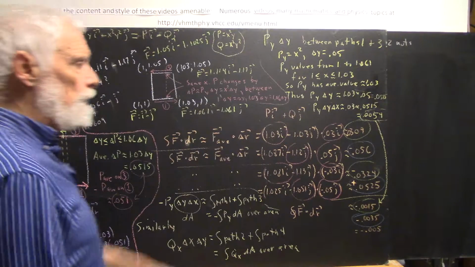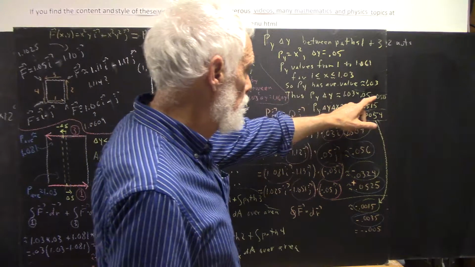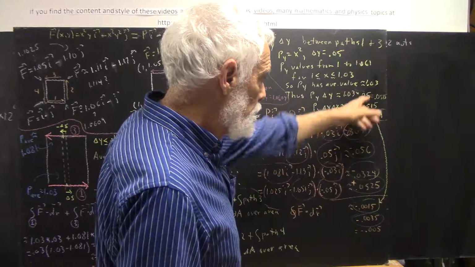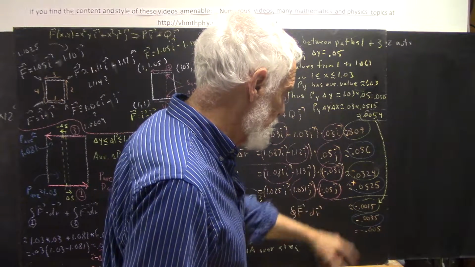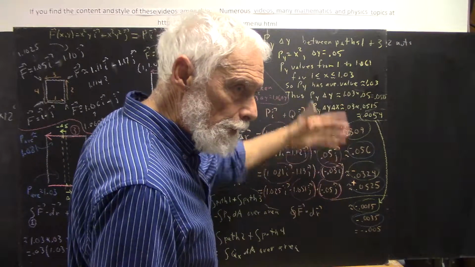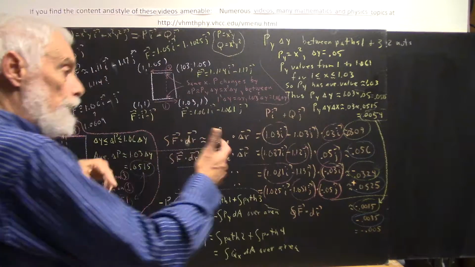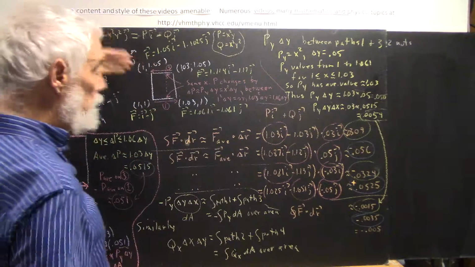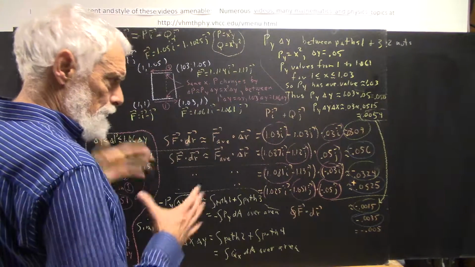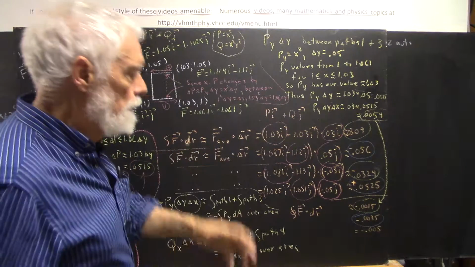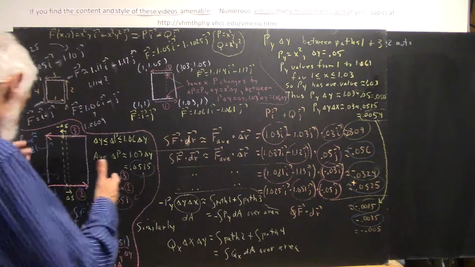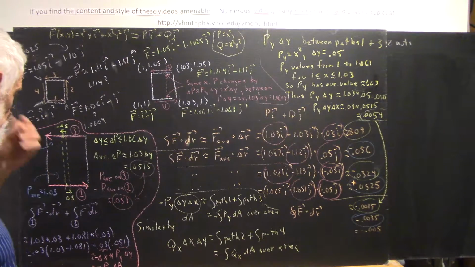Now I alluded to that over here. I had the 1.03 times 0.05 equals 0.0515, and that explains this difference. But there are a lot of things about positive and negative and associated with the direction of the integral that probably weren't real clear in the preceding video. So let's come over here and see how that works.